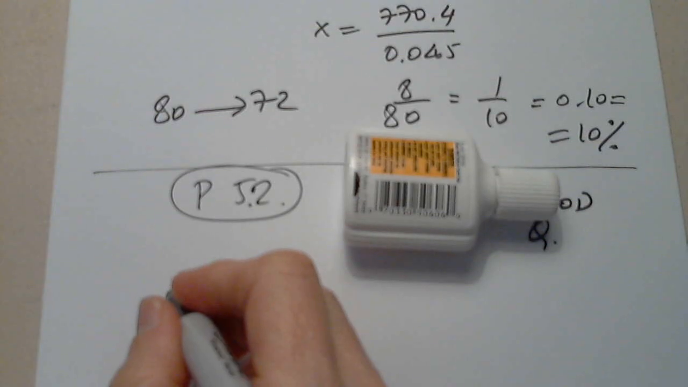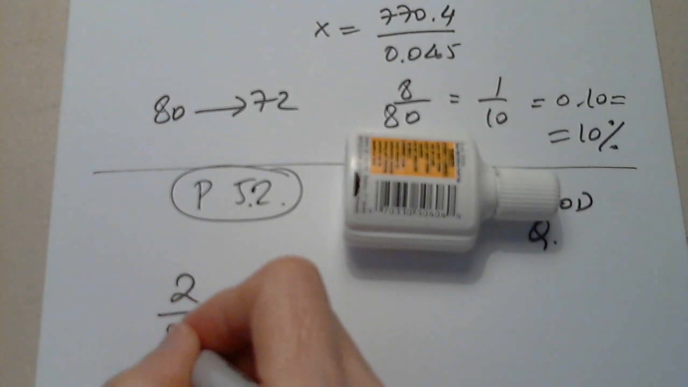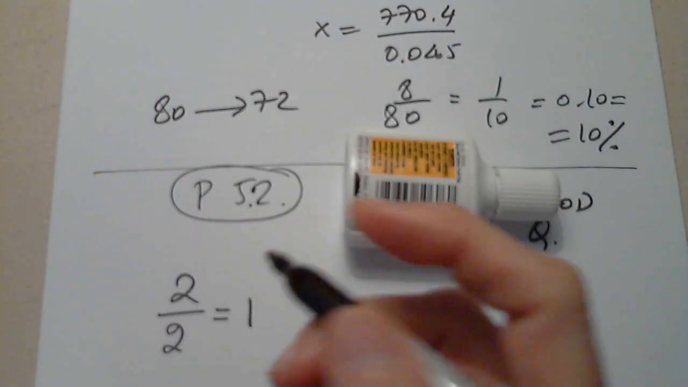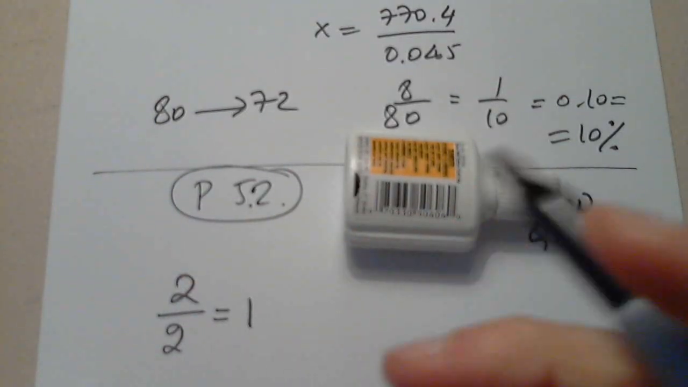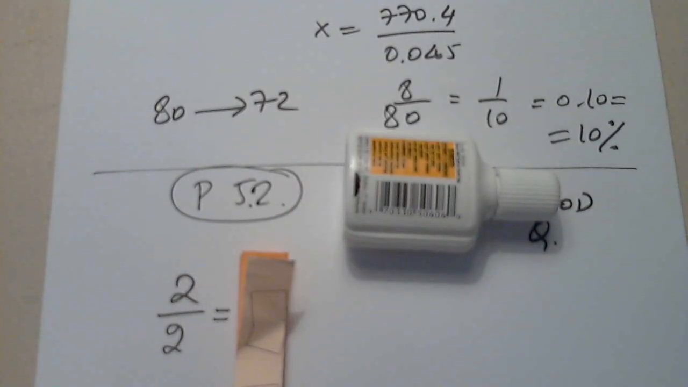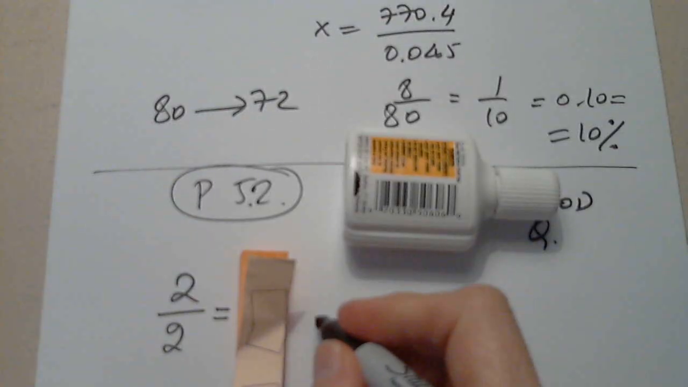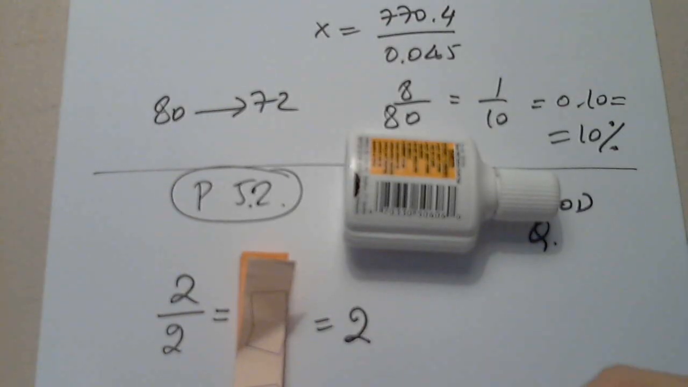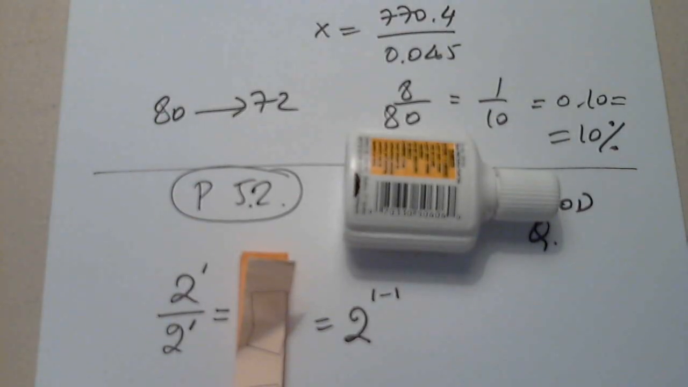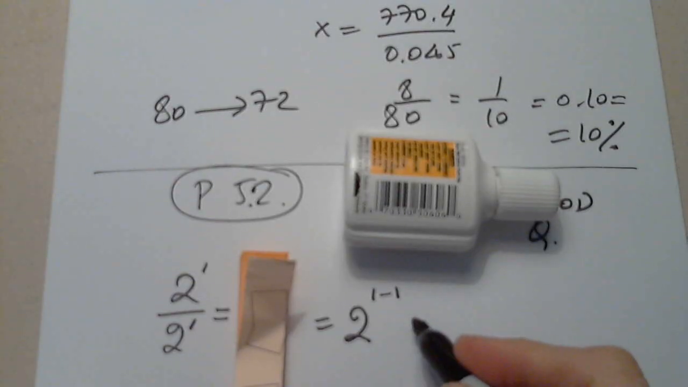Let me ask you this. 2 over 2. What is the answer? 1. Because when I divide 2 by 2. Okay. Now forget about this, and let's apply the exponential rules. Copy the base and subtract. From the exponent of the numerator, I subtract the exponent of the denominator. How much is 1 minus 1? 0.